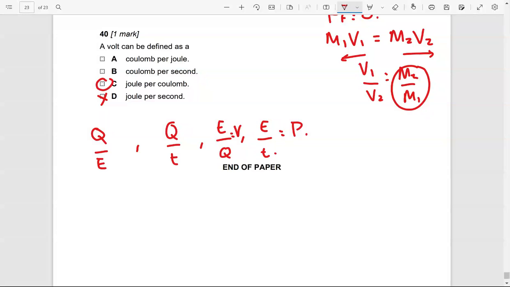Well, let's just double check. Coulombs per second, charge divided by time, is current, so it's not B. It's looking promising. And coulombs divided by joules, charge divided by energy, is 1 over volts, so you might have put A if you just got your equation upside down. But the final question of the higher paper, question 40, is C.